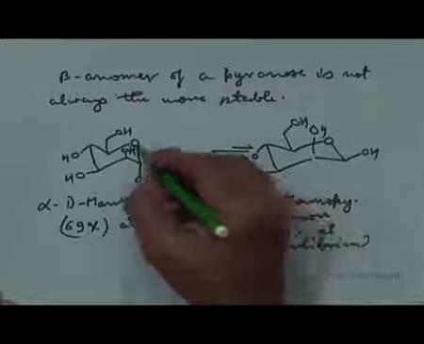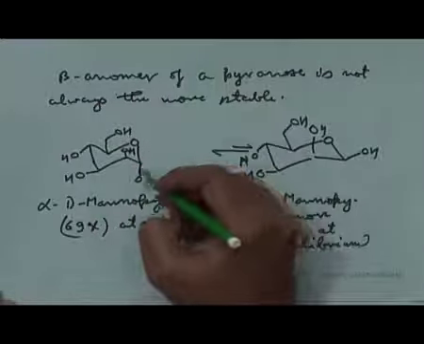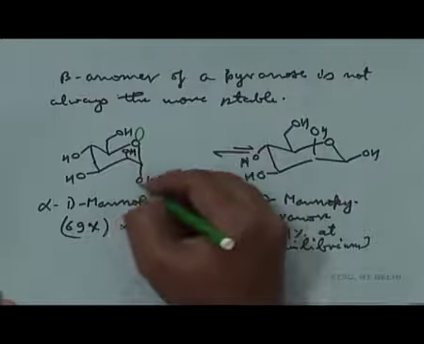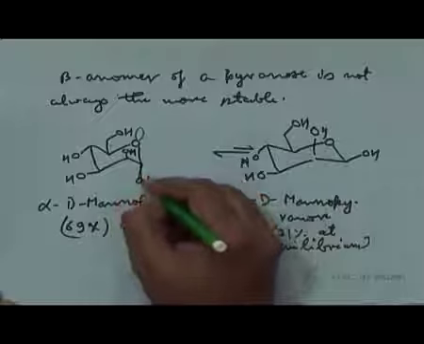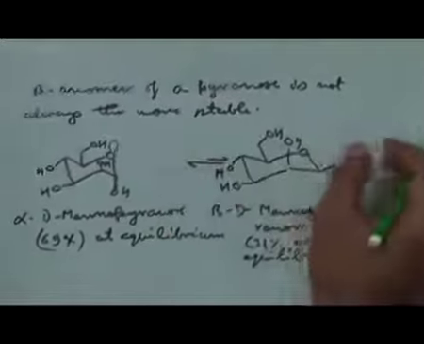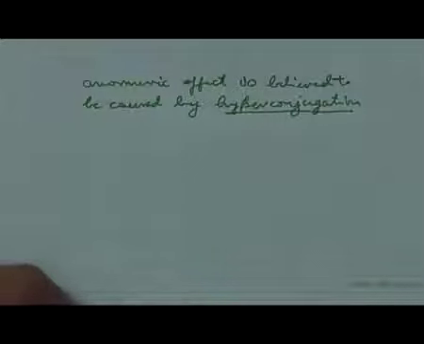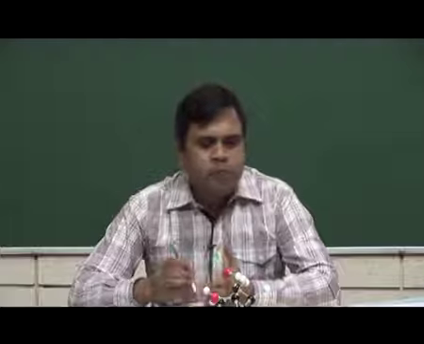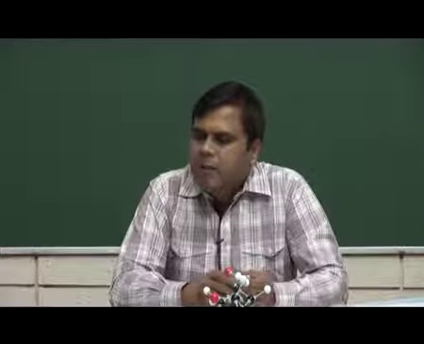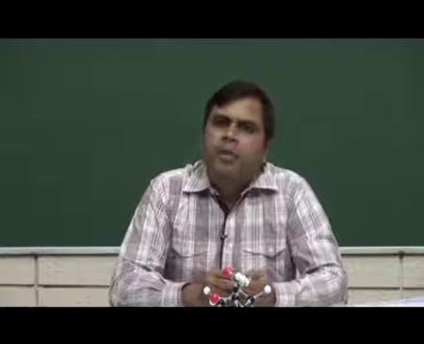Basically, what happens is that an axial oriented orbital associated with the non-bonding electrons of the ring oxygen can overlap with the sigma star orbital of the axial exocyclic C-O hemiacetal bond, and that is the reason for the stability of this anomeric carbon, where this overlap between the sigma star orbital of the C-O hemiacetal bond and the non-bonding orbital of the ring oxygen leads to stabilization.